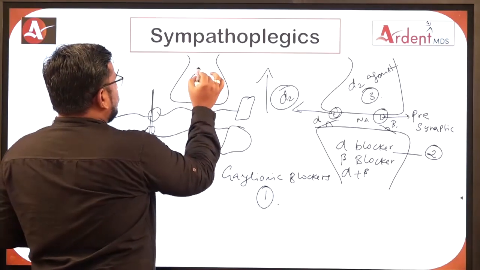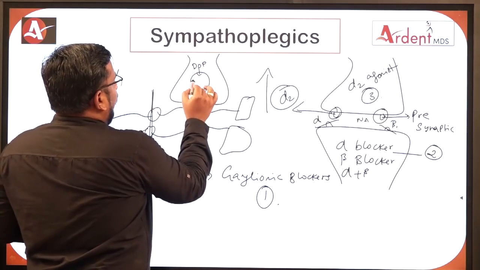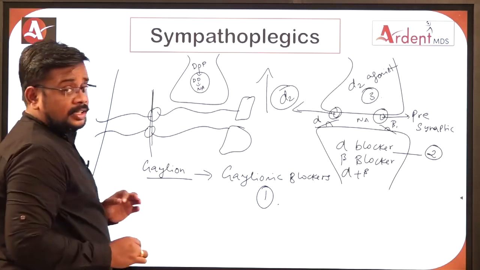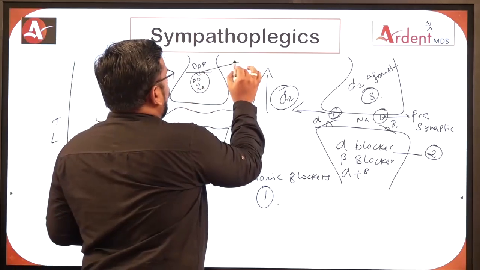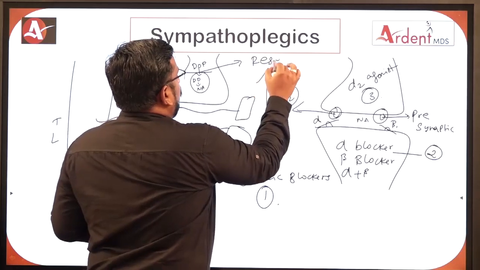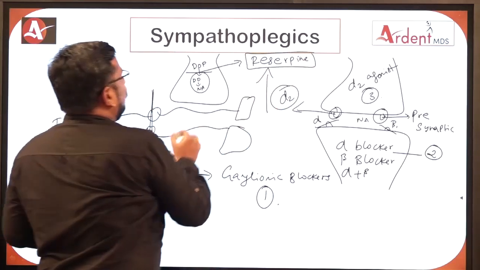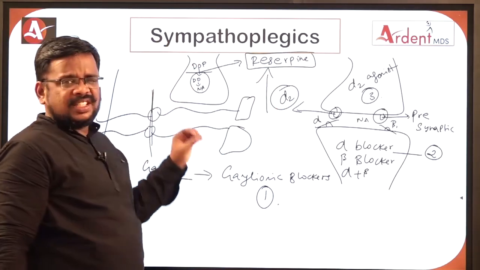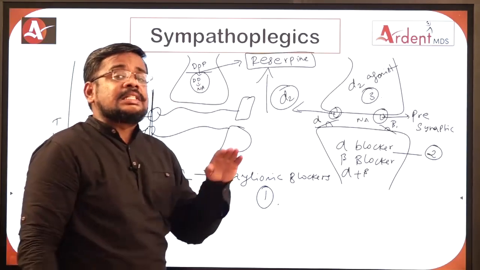The noradrenaline is synthesized from dopamine. Initially this dopamine enters into the vesicle, and inside the vesicle noradrenaline is synthesized. There are a few drugs which inhibit the vesicular uptake. One among them is reserpine, which inhibits the intake of dopamine into the vesicles. So by giving reserpine you can decrease the synthesis of noradrenaline.